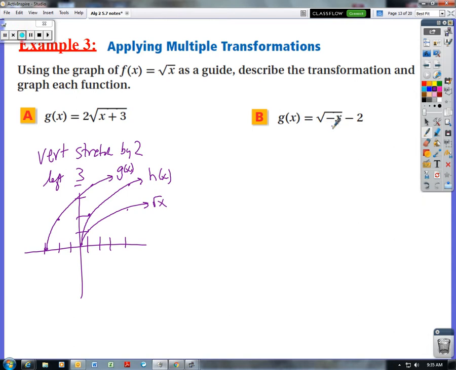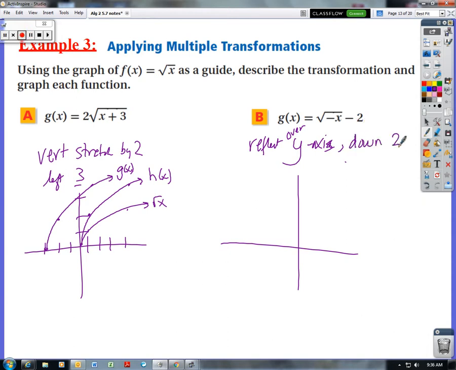Okay, this one's a little more interesting. We haven't had a reflection yet today. The negative is inside the radical. It's with the x, so that's a horizontal reflection, which means if we're reflecting horizontally, we're going over the y-axis. Reflect over the y-axis. Whoops. Going so fast I'm making sloppy mistakes. And then since the minus 2 is outside, it's down 2. So, 1, 2, and it's still a radical, a square root. When I say a radical, I just mean a square root.